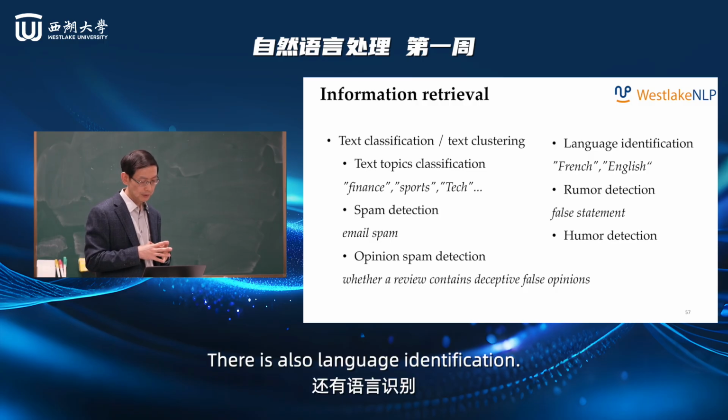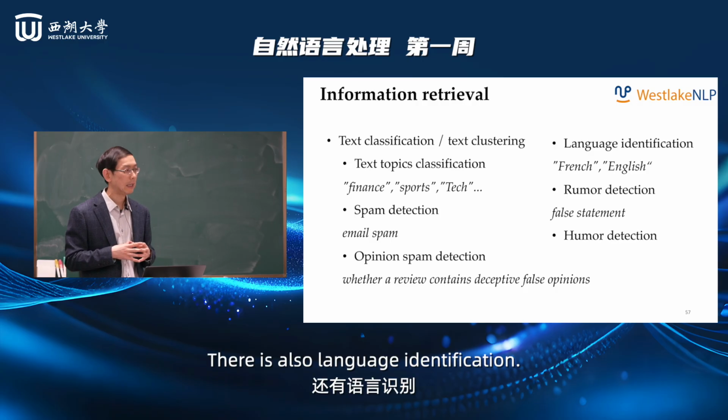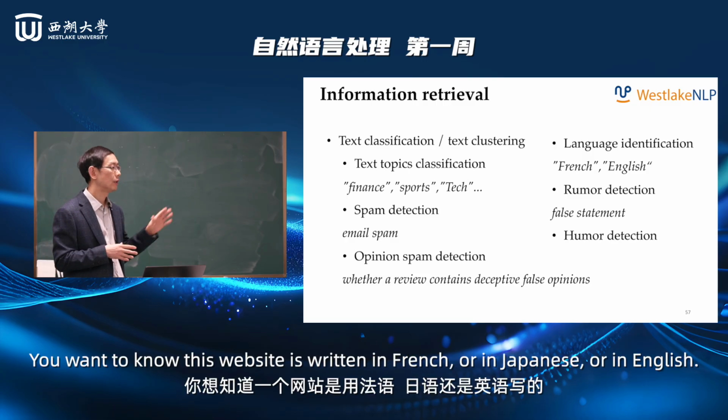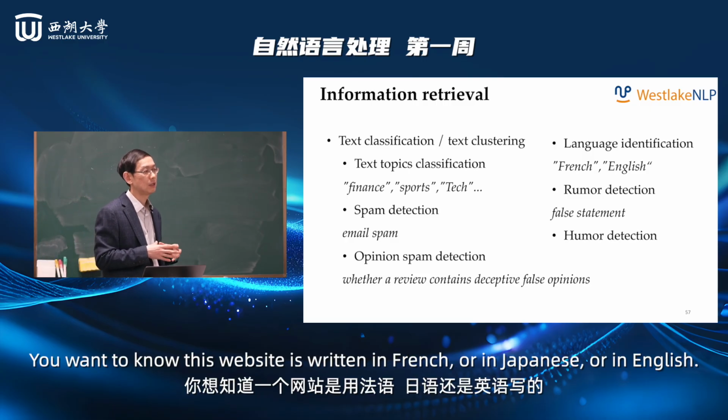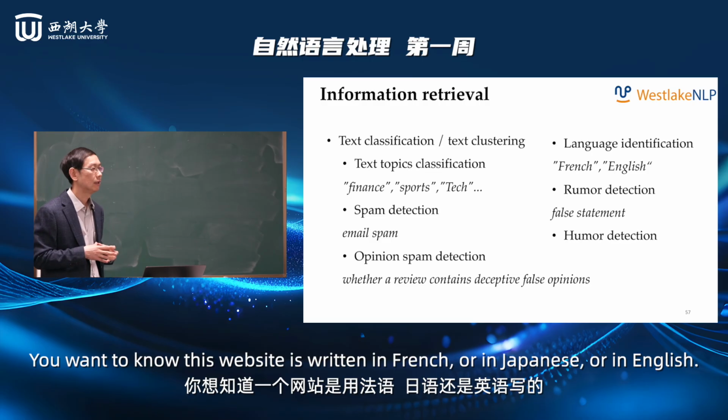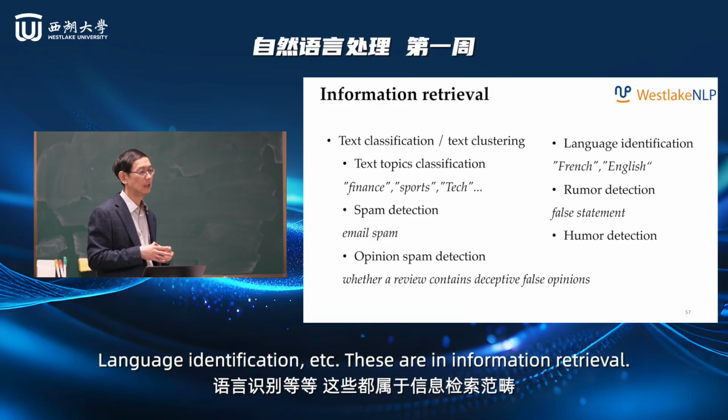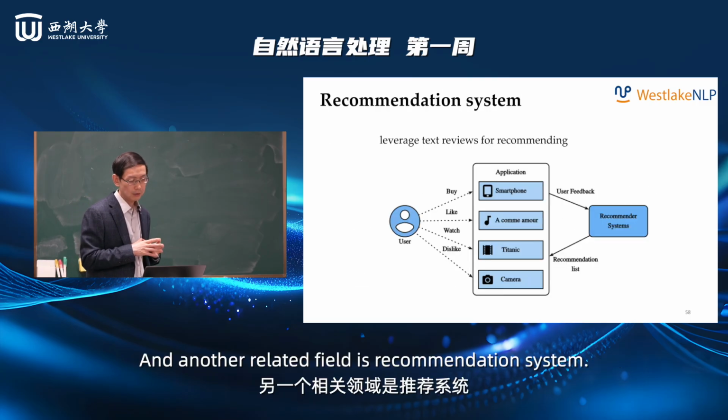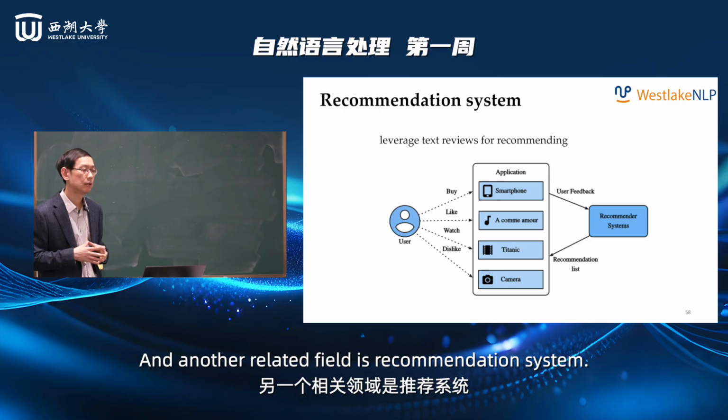There is also language identification. You want to know whether a website is written in French, Japanese, or English. Language identification and so on are part of information retrieval. Another related field is recommendation systems.